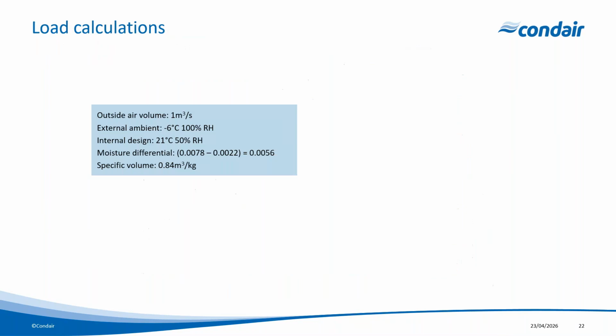So to determine how big the humidifier is going to be, we need some design criteria. We need to know, firstly, how much air we're trying to humidify. We want to know the external ambient at the site conditions, and we want to know the internal design condition. And from that, we can plot the moisture difference between those two conditions in absolute terms. And then we would look at the specific volume at the critical point of the process.